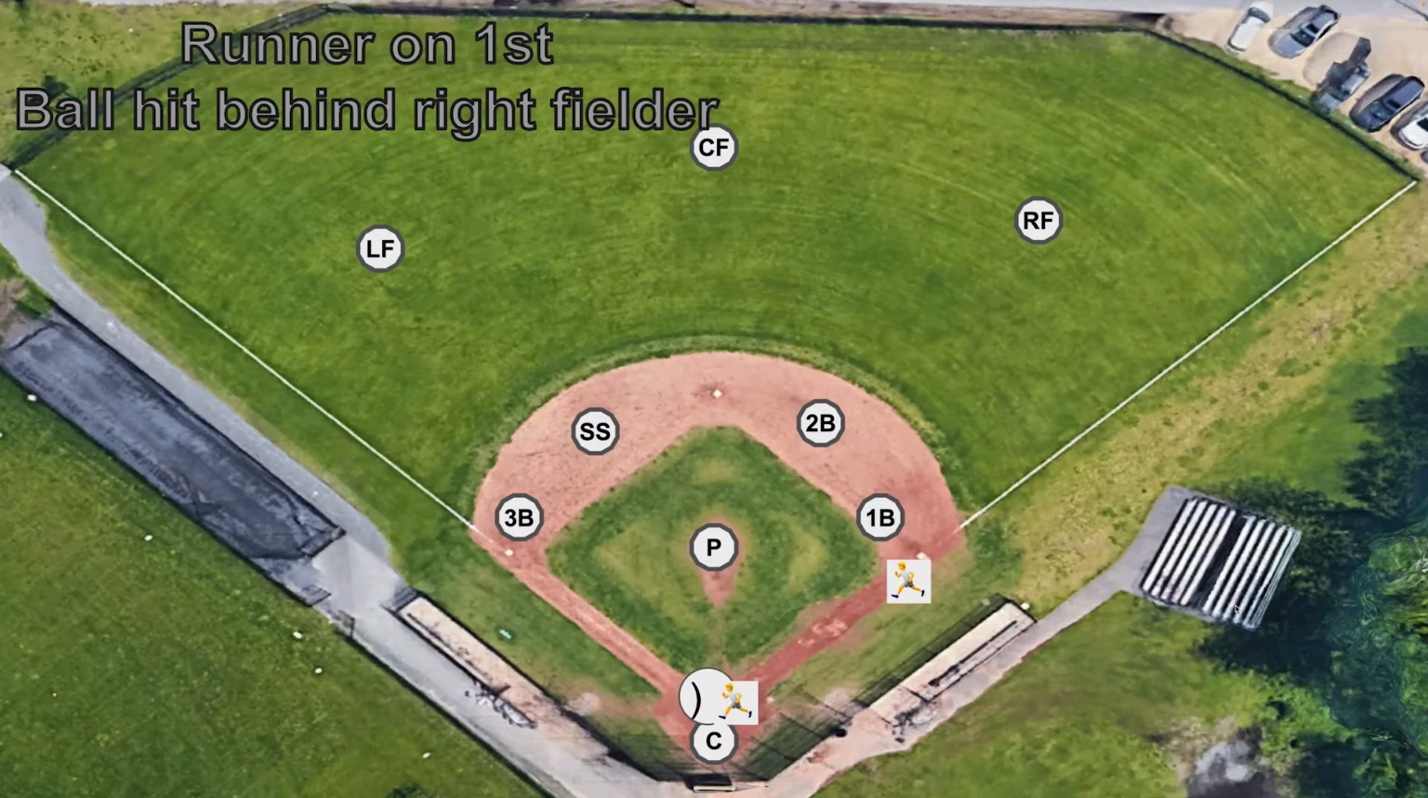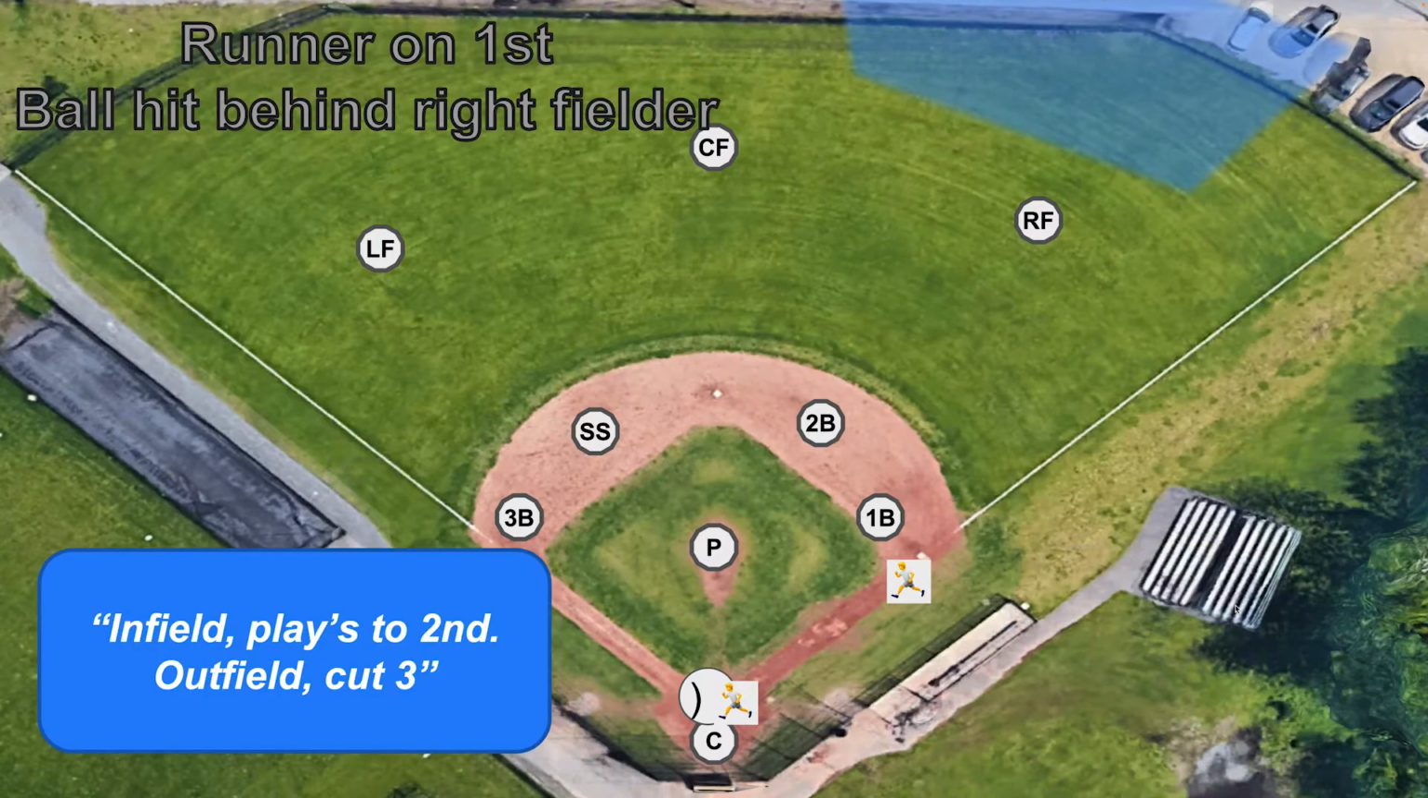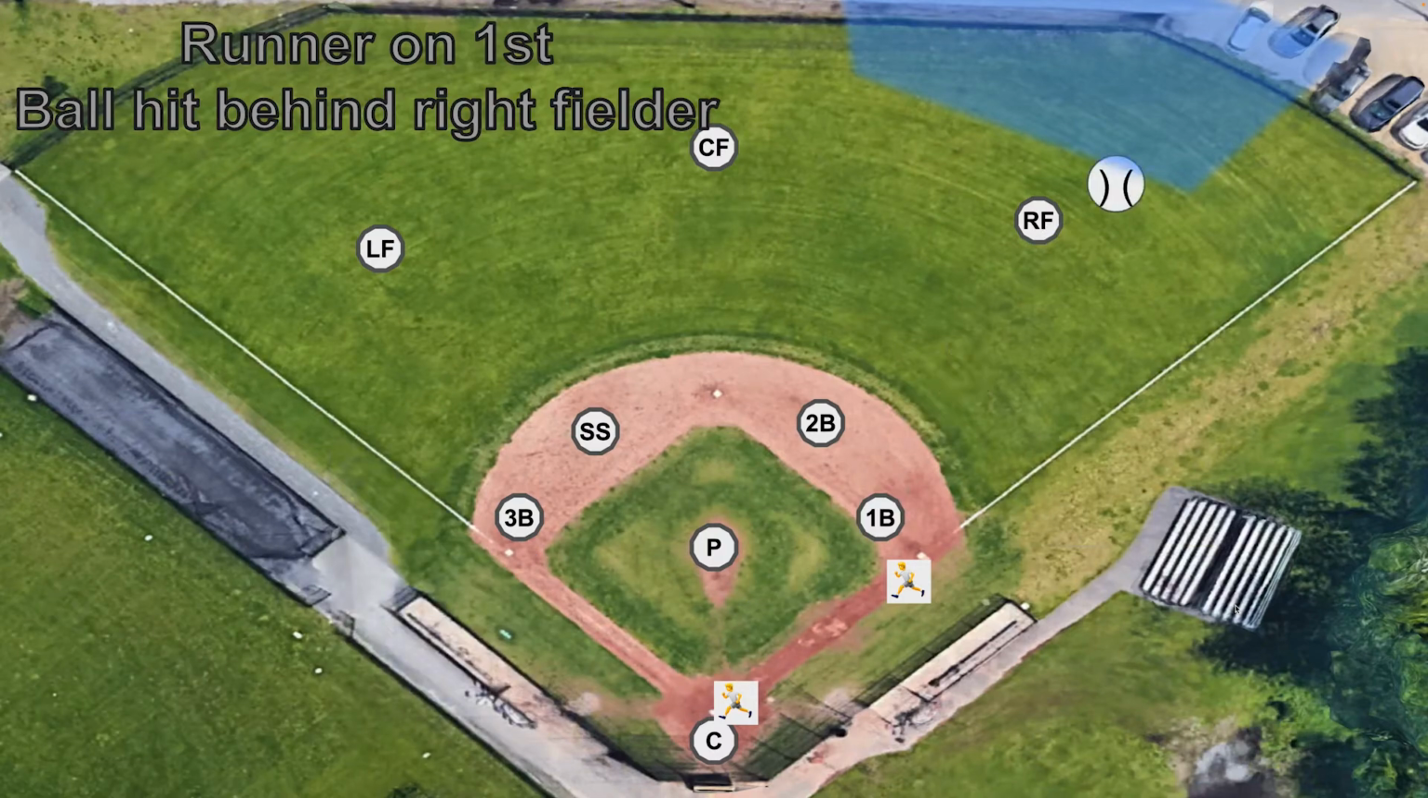All right, same scenario here, but now it gets past the right fielder. So you would say infield plays to second, outfield cut 3. Pitch happens, ball gets hit past that right fielder. Someone on this team yell cut 4, okay?